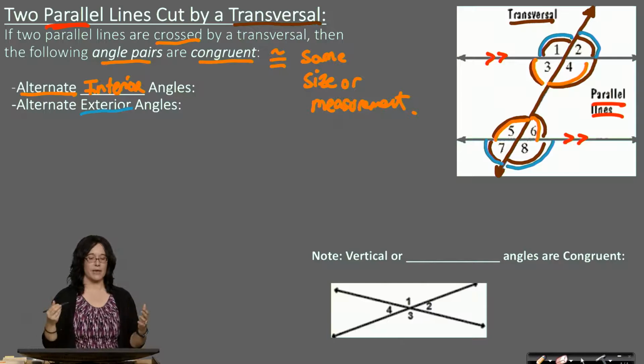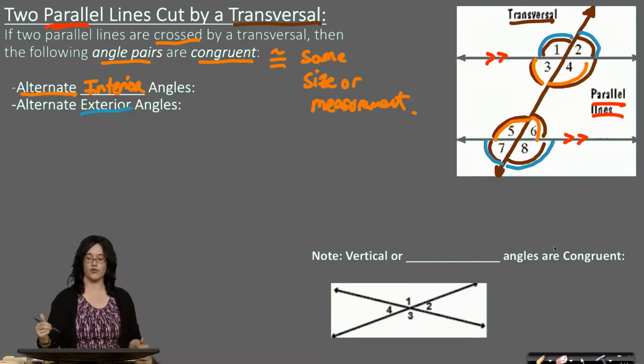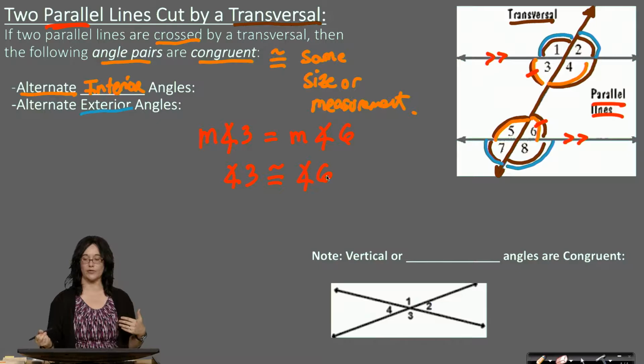So now let's see if we can make better sense of the term alternate interior angles. So when we're talking about these interior angles, we want to now focus on those which are alternating over the transversal. So angle 3, notice how this one is alternating over the transversal to angle 6, okay? So in this picture, we would say that the measure of angle 3 is equal to the measure of angle 6. Another way of saying that is angle 3 is congruent to angle 6. Why is that? Because they are alternating interior.